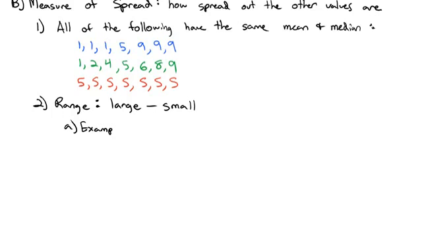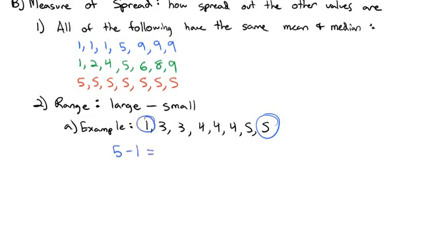We take the large number and subtract the small number to see how far apart those extreme values are. So for example, with our data we've been playing with today of 1, 3, 3, 4, 4, 4, 5, 5, the range would be the big minus the small. 5 minus 1 equals 4. And so there is a space of 4 between all of these values.